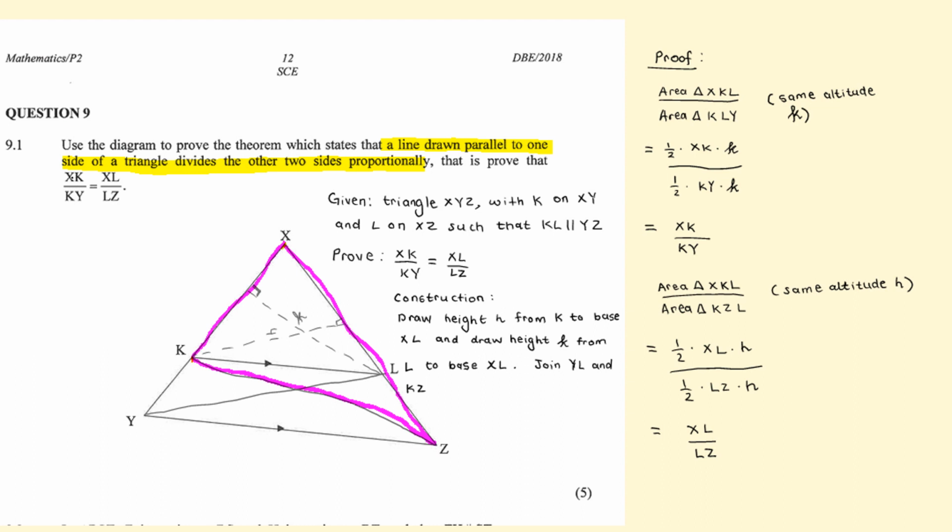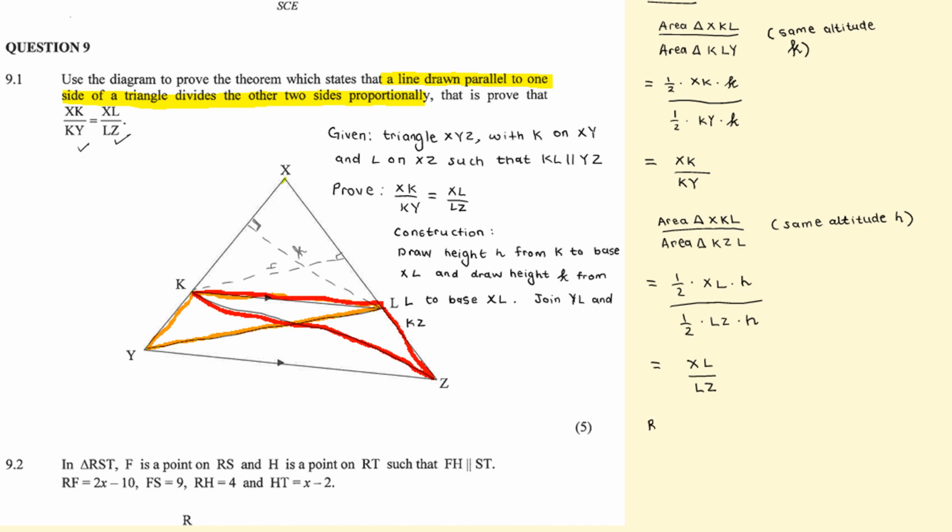So far, we've managed to get the ratios which are needed. We have XK over KY. We also have XL over LZ. Now the only problem is that we need to prove the bottoms of these fractions, the area of triangle KLY and the area of triangle KZL, are equal in order to conclude that these ratios are equal. Remember, those two triangles share a common base, KL. We're just going to state that.